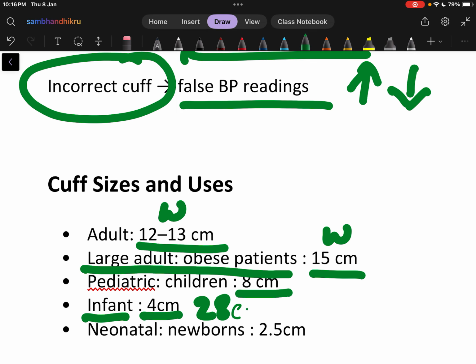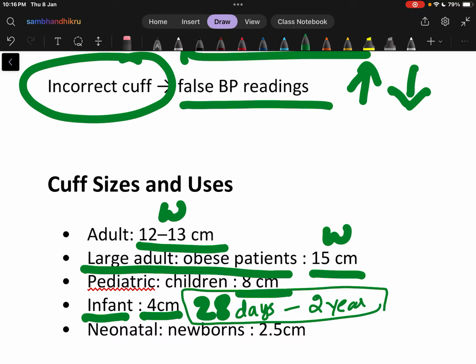Okay, 28, sorry, it is not centimeter. 28 days, 28 days to 2 years. Some in the infant you can say up to 1 year also. The most accurate, if you want, you can say up to 18 months. Up to 18 months we can call that as infant, right? So in the MCQs, if they give it, say it for 2 years, right?